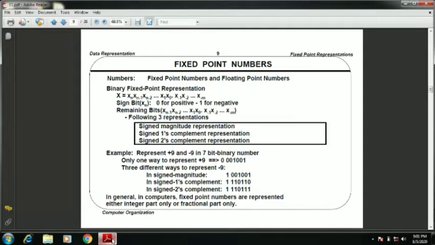Before that, there are 7 types of data representations in computers. First one is data type, second one is complement, third one is fixed point numbers, fourth one is floating point numbers, then the sixth one is other binary codes, and the last one is error detection codes. Now this is the third one for data representations. The topic is fixed point numbers.